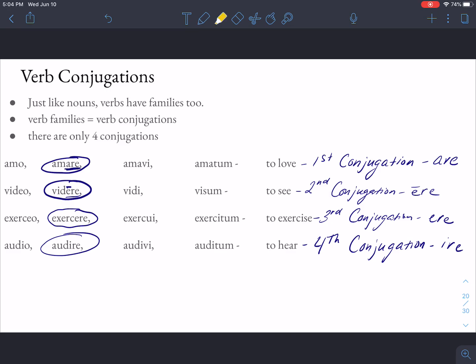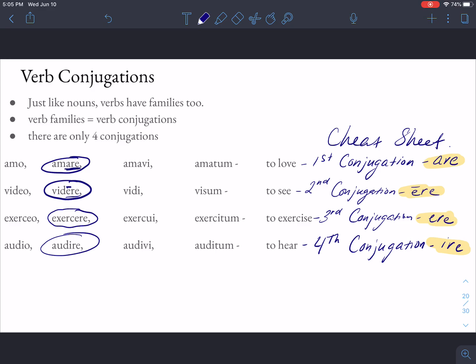So with nouns, you look at the genitive, and the genitive has the ending that tells you which declension a noun belongs to. Well, with verbs, you look at the infinitive, and the ending tells you which conjugation it belongs to. So this is kind of like a cheat sheet. There's no review questions based on this, but I did want to bring it up because it was something that we have talked about this year.